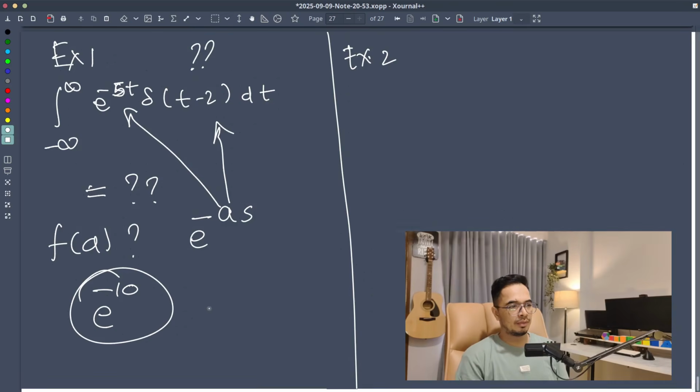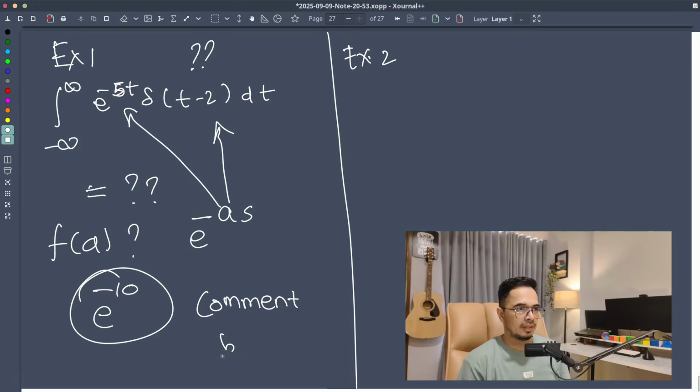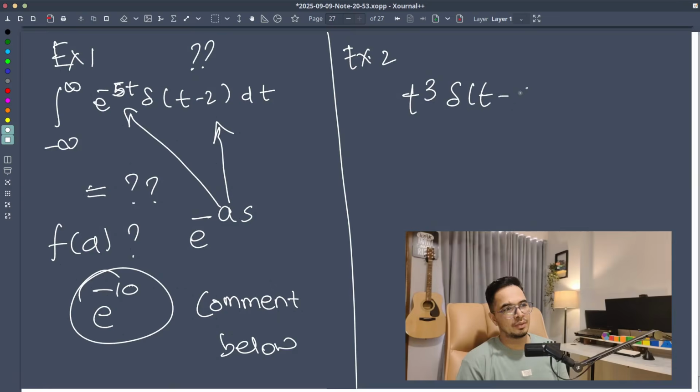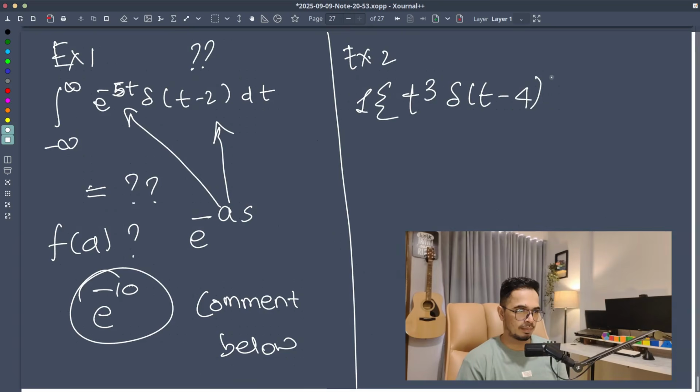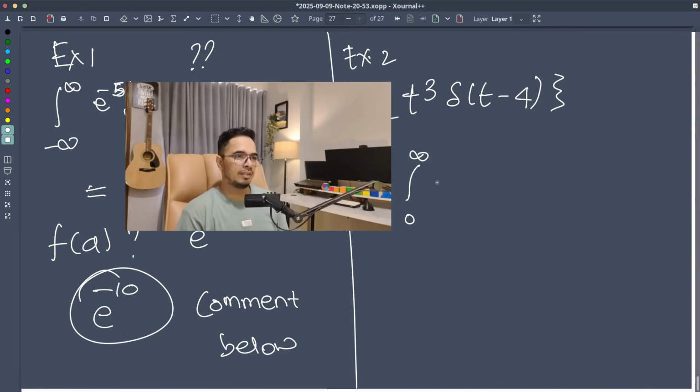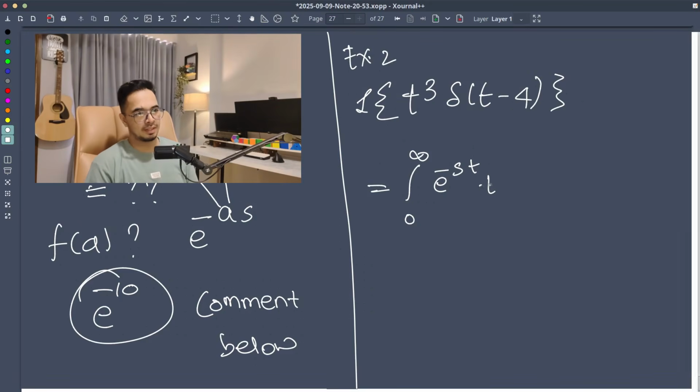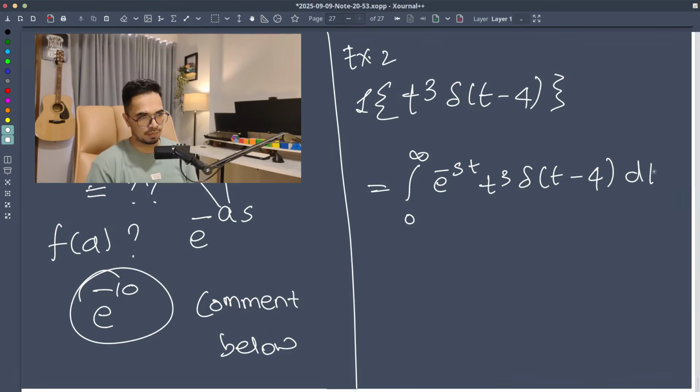And if we think about using the second property that we studied about the impulse function, we can write, say for instance, t cube delta t minus 4. If we want to find the Laplace transform of this function, then we can write the integral from 0 to infinity of e raised to minus st t cube delta t minus 4.